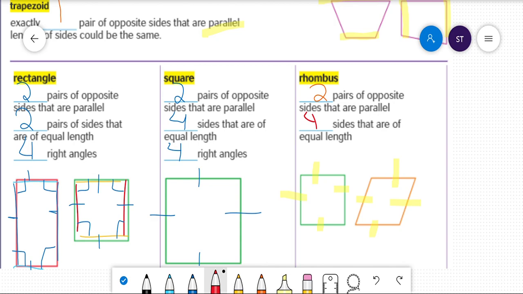is a rectangle, a square is a rhombus, and a square is also a quadrilateral. So these are the different ways that you can classify quadrilaterals based on their parallel sides, their angles, and the length of their sides.